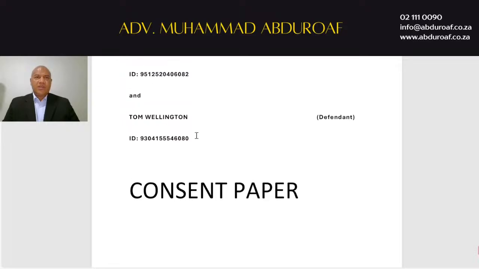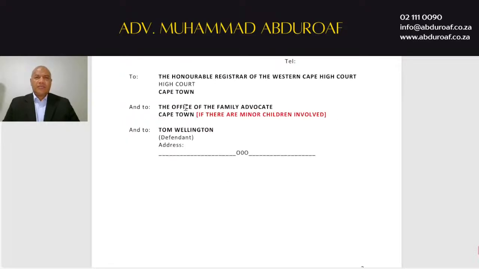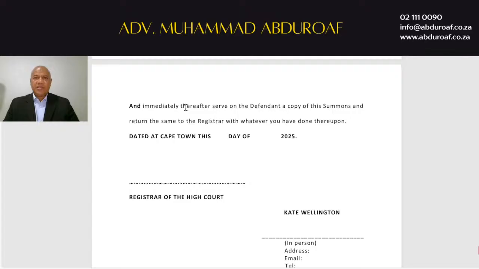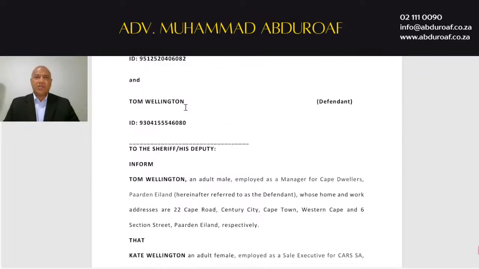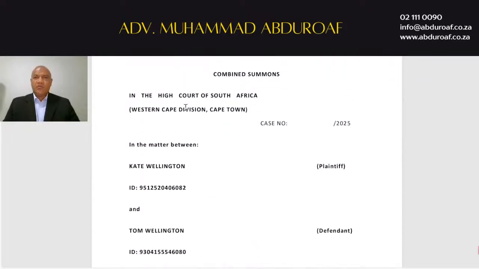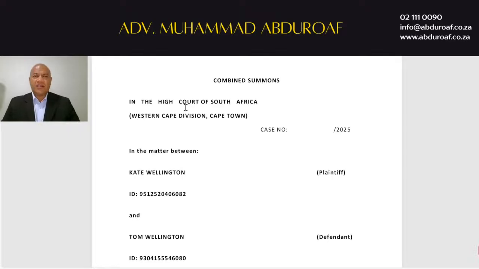This document, as mentioned early on, in its totality would be served on Tom, and if Tom decides not to defend the matter, as mentioned earlier on, Kate can approach the court for a date and the matter would be finalized unopposed, and hopefully the consent paper will be made an order of the court.